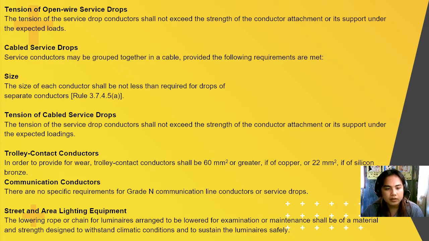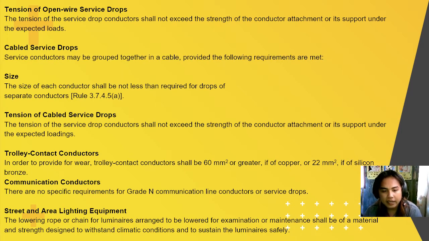So, trolley contact conductors. In order to provide contact, trolley conductors shall be 60 square millimeter or greater if copper, or 22 square millimeter if silicon bronze. Communication conductors. There are no specific requirements for grade A communication line conductor or service drop.